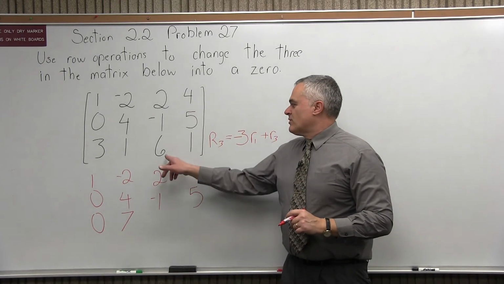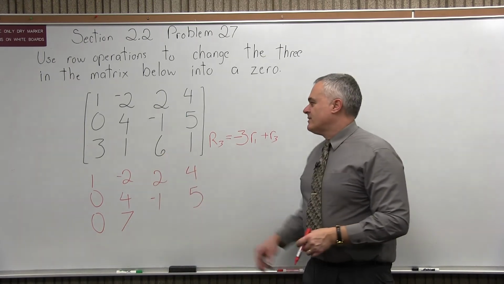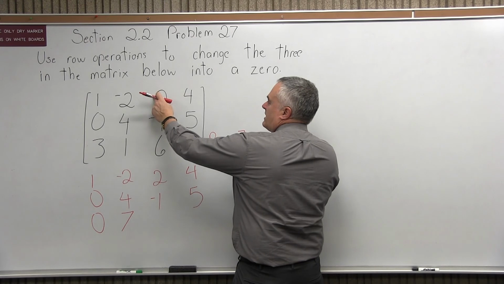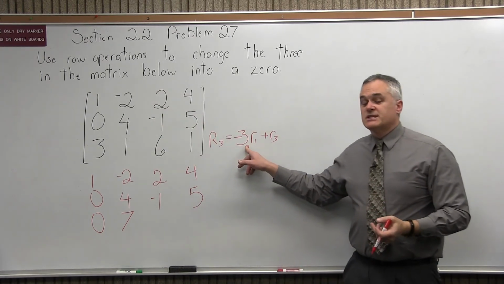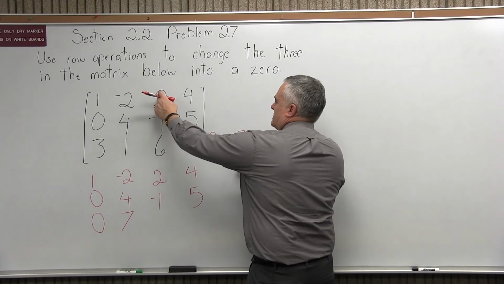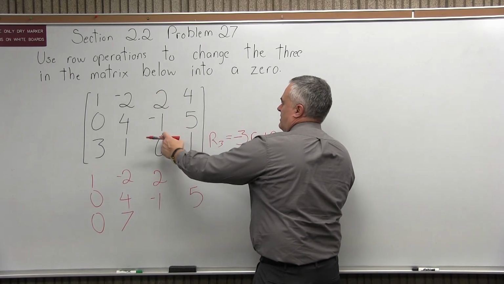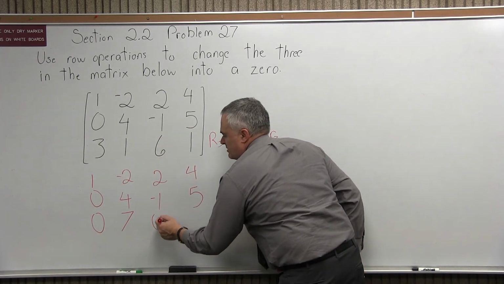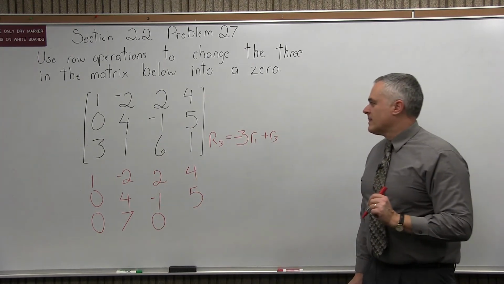The next position over right now is a 6. What will that change into, if anything? -3 times row 1, you're going to go -3 times +2. Again, pay attention to the signs. It's going to make a -6 when you multiply. And then add that -6 you get as a result to row 3. -6 plus +6. -6 plus +6 is 0.